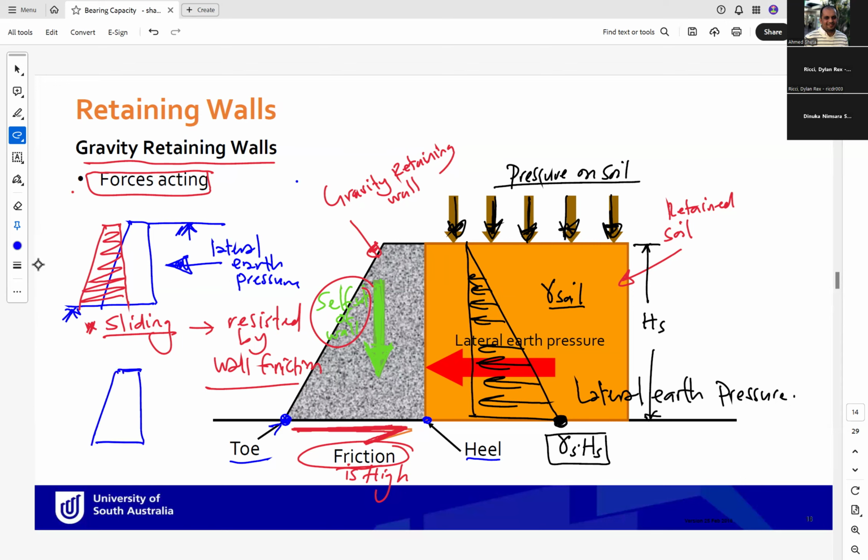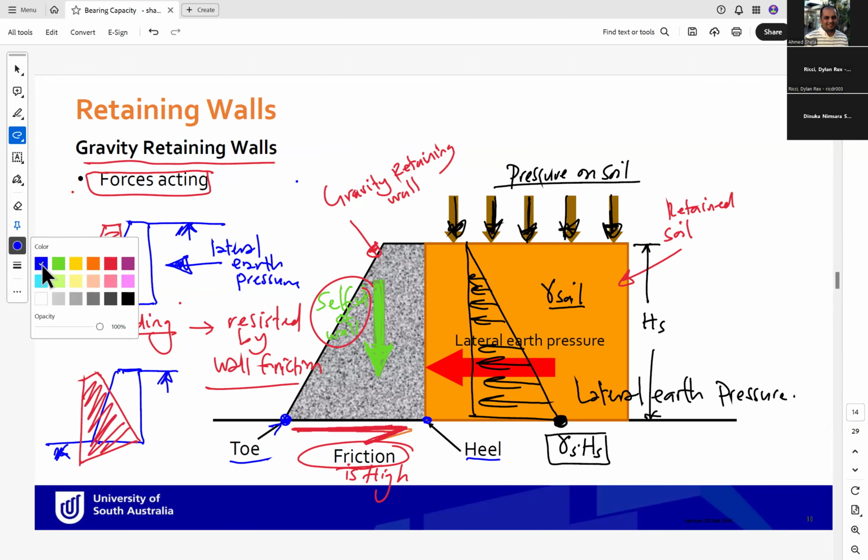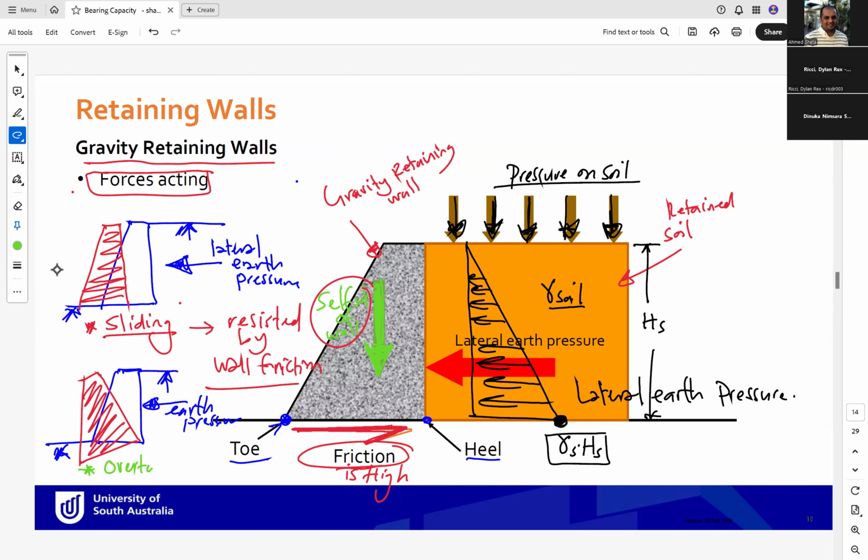The second expected movement is rotation of the wall, or overturning of the wall. This could happen as well. Due to the earth pressure, the wall could overturn. Overturning of the wall.